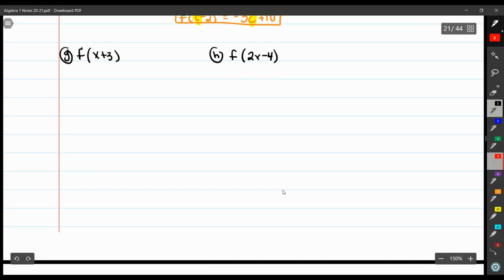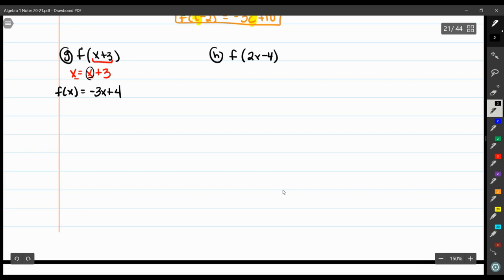So let's look at letter G. X plus 3 is on the inside, so we're replacing x with x plus 3. This is kind of weird because I've got, well, two x's. So you've got to think of the single x as like the original x, and the x on the inside, this one, is like the new x.